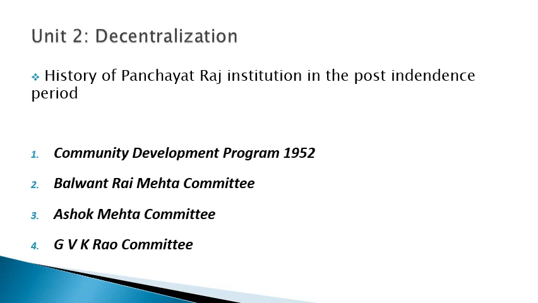After that, the very main committee was the GVK Rao committee. So it upheld the outcomes of the Ashok Mehta committee. It was a committee on administrative arrangements for rural development and poverty alleviation programs under the chairmanship of GVK Rao, and it was appointed by the Planning Commission in 1985. The committee came to the conclusion that the development process was gradually bureaucratized and divorced from Panchayati Raj.